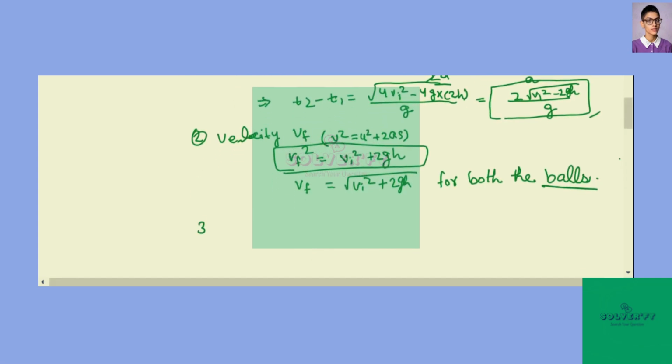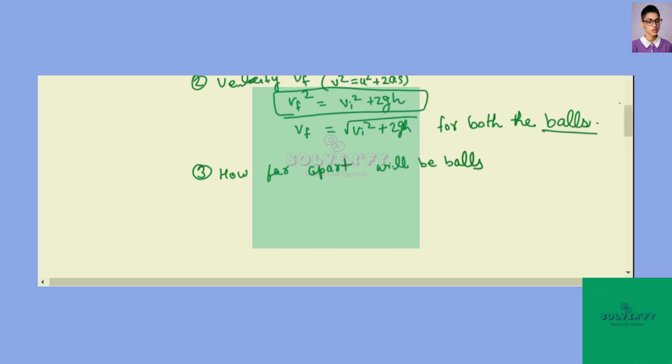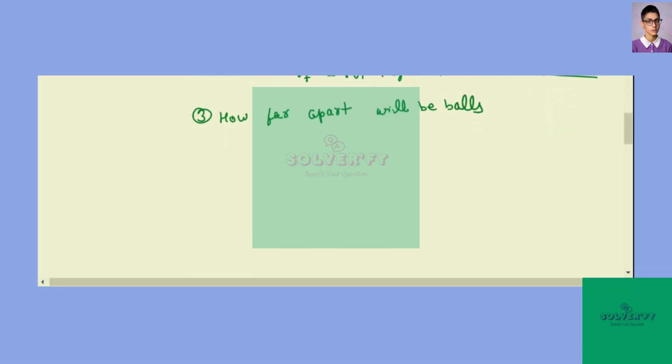For the third part, there will be two cases. It is asking how far apart the balls will be. The third question is a bit lengthier one, so we will go step by step. For the first case, let one ball be thrown with vi upward and one with vi downward.